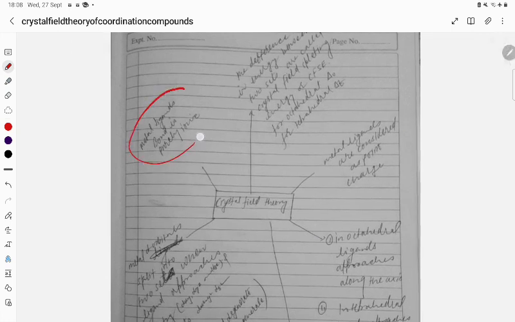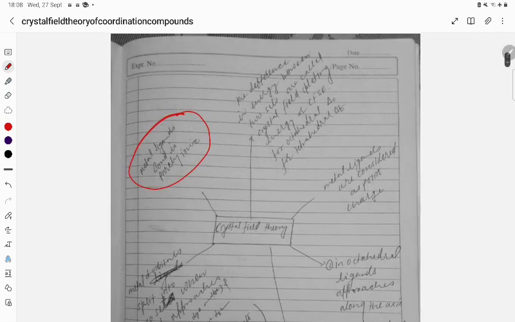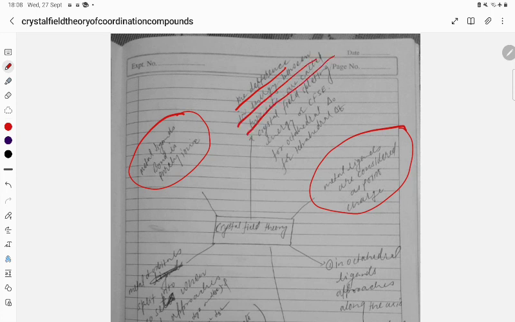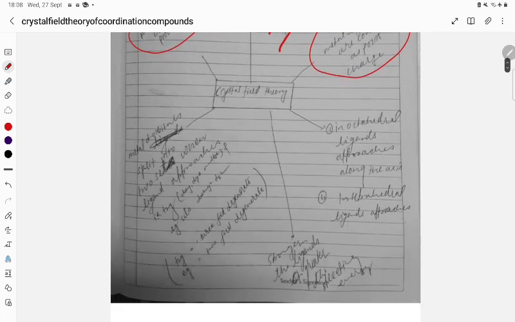So metal-ligand bonds are purely ionic, that is the first point. Metal and ligands are considered to be point charges. The difference in energy between the two sets is called the crystal field splitting energy, or CFSE. For octahedral it is delta naught, delta O, and for tetrahedral it is delta T.